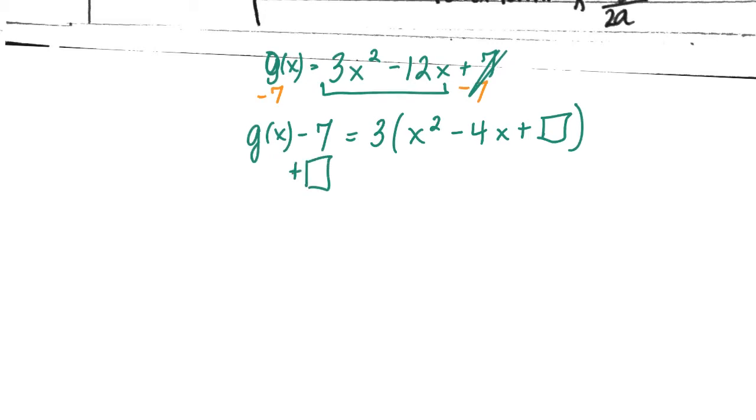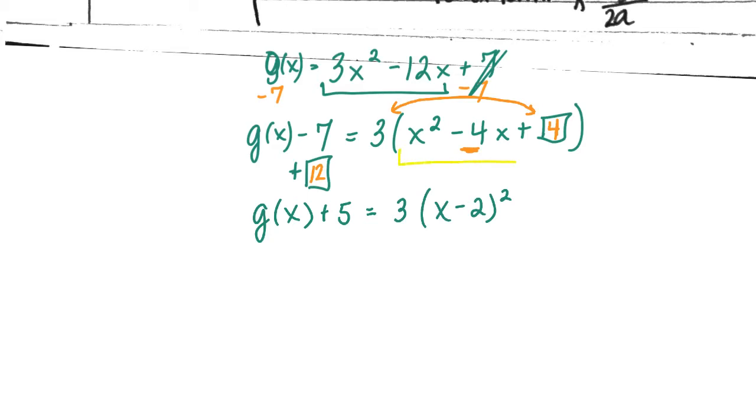All right, so we have to complete this square. We're going to complete the square by taking half of 4, which is 2, and square it, and we get 4. But notice what's super crazy here is we have to pay attention to this number 3 on the outside. I didn't really add a 4. I added a 12. So I end up with g of x plus 5 is equal to 3 times x minus 2 quantity squared. Remember, our whole goal was to get this right here into a perfect square.